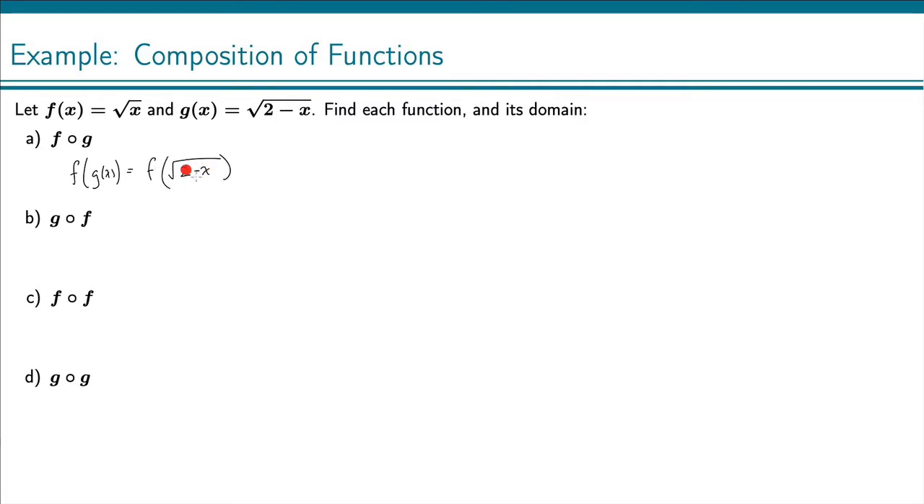And now I can take that and plug it into my f function. So this is the square root of the square root of 2 minus x. Now, the square root of the square root, that is simply the fourth root. The way you can easily see that is know that a square root is an exponent of 1/2. So this is 2 minus x to the 1/2, and then that whole thing to the 1/2. And by our exponent laws, something with an exponent on it and that raised to an exponent, you multiply those two exponents. So 1/2 times 1/2, which is 1/4.